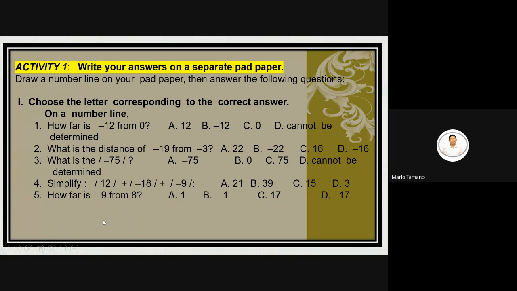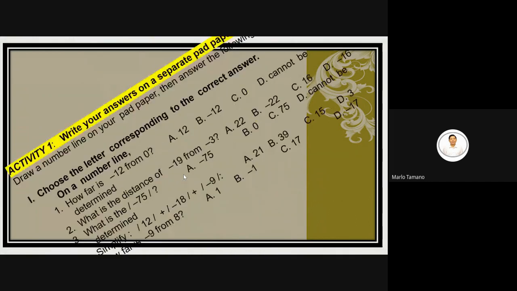Okay, gawa po kayo ng number line. Ilagay ninyo yung negative 9. Tapos papunta kayo sa right, magbilang kayo ulit from 0 tapos 8. Bilangin nyo po yung distance from that negative 9 hanggang doon sa positive 8. Is it 1? Is it negative 1, 17, or negative 17? So 17 po ang sagot. Okay po. So may tanong pa? So tapos na tayo dyan.